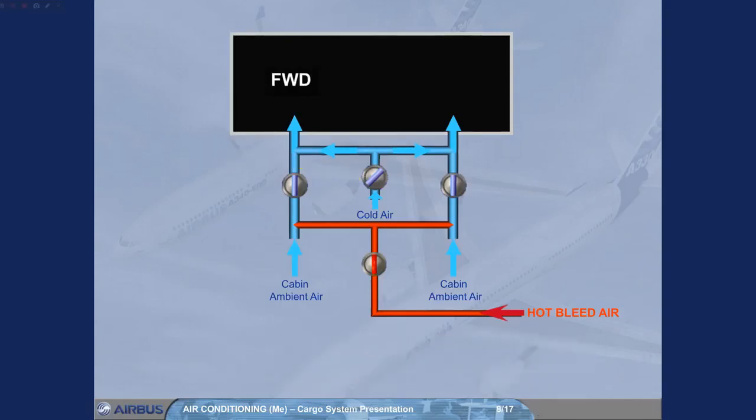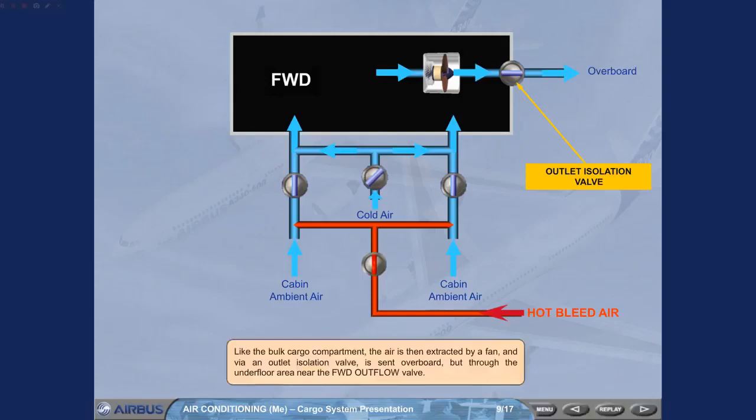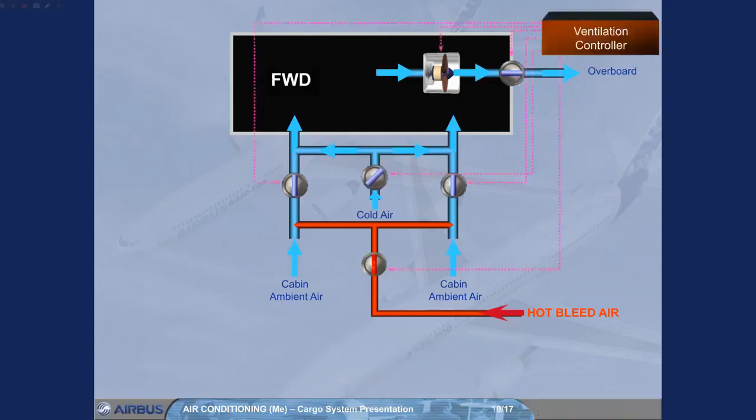Like the bulk cargo compartment, the air is then extracted by a fan and via an outlet isolation valve, is sent overboard, but through the underfloor area near the forward outflow valve. Note: if installed, compartment heating is not available when the forward cargo door is open.